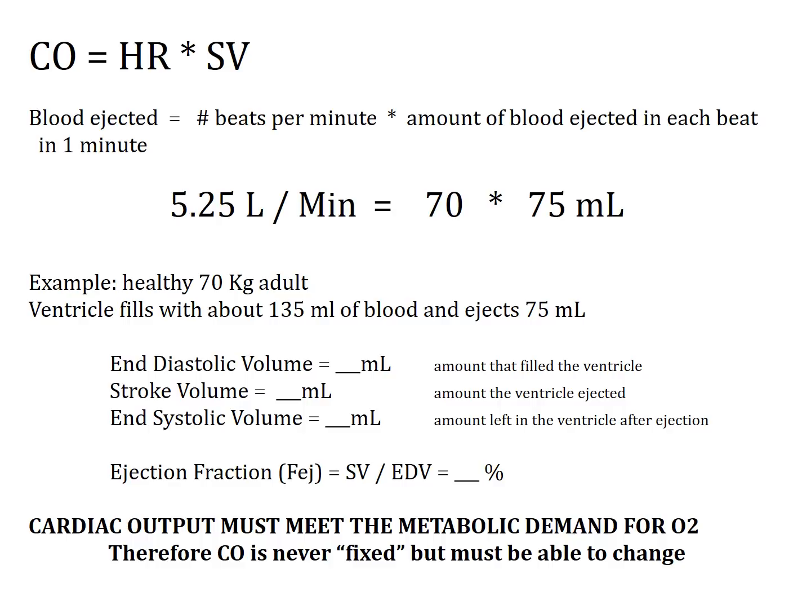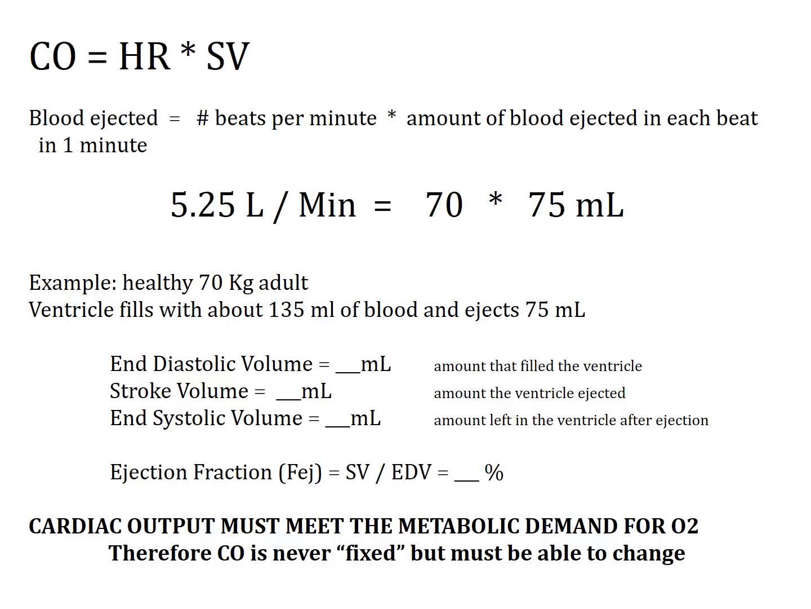So cardiac output equals heart rate times stroke volume. The blood ejected in 1 minute is equal to the number of beats per minute times the amount of blood ejected in each beat. So if this individual had a heart rate of 75 and each time ejected 75 milliliters of blood, multiplied together, that person's cardiac output would be 5.2 liters per minute. So let's look at some numbers that would be representative of a healthy adult. A 70 kilogram adult ventricle fills with about 135 mLs of blood and ejects 75.